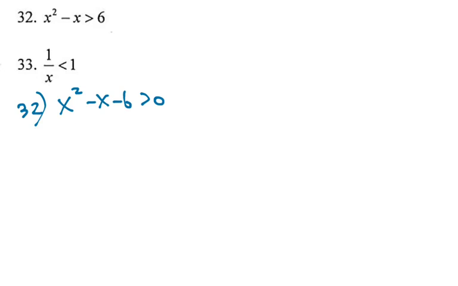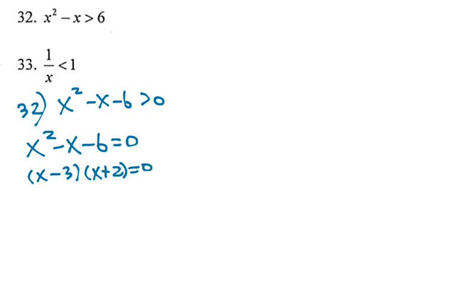Then, just like before, we're going to consider x squared minus x minus 6 equal to 0 to find the boundaries. What are we going to get? When you factor this, we get x minus 3 and x plus 2 equal to 0. Then my boundaries will be x equal to 3 from the first factor and negative 2 from the second factor. So negative 2 and 3 are the boundaries for my intervals.